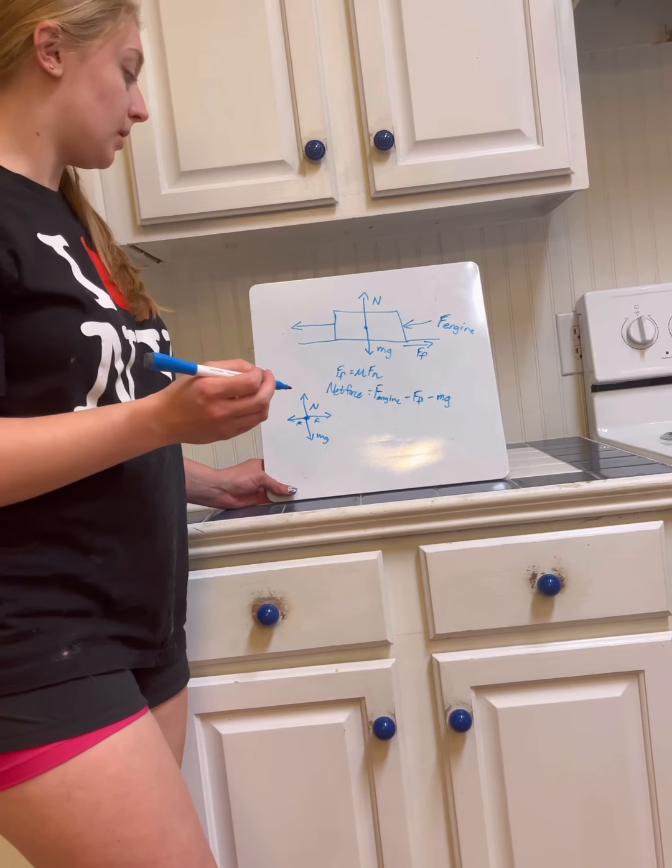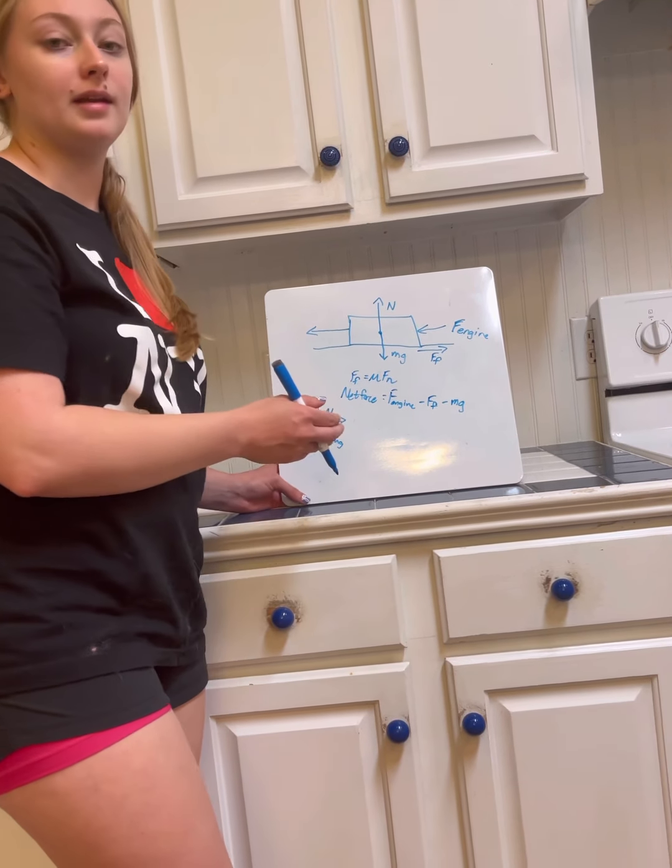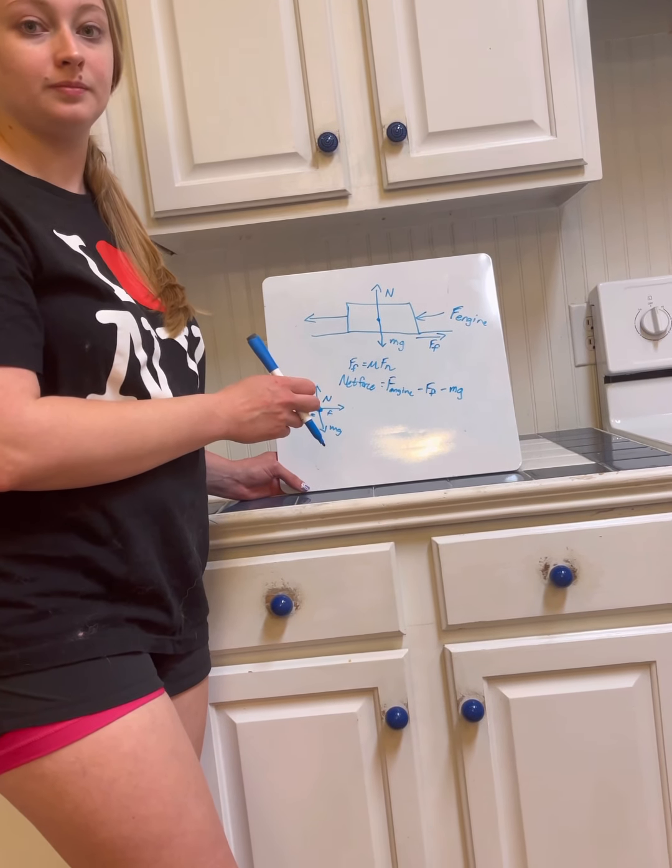And that is my explanation of a free body diagram of a moving train and a train that was not in motion. Thank you.